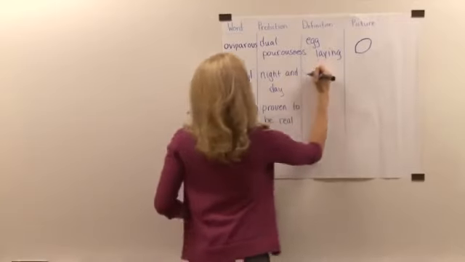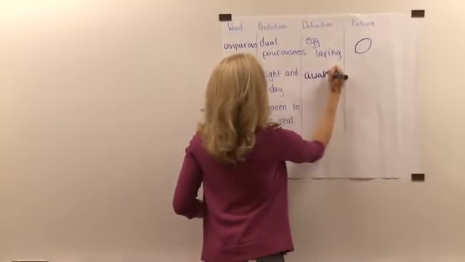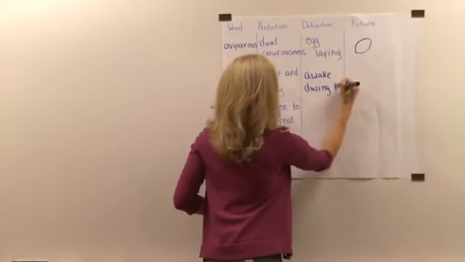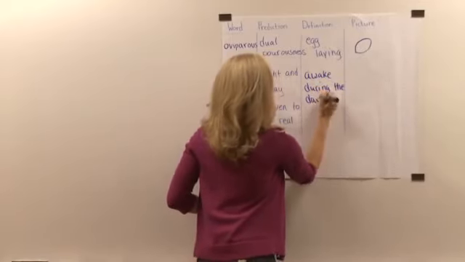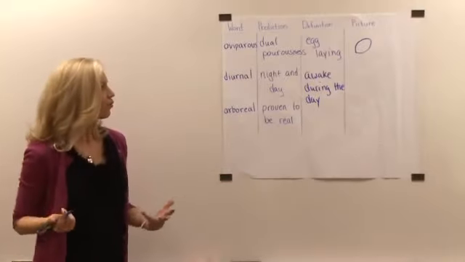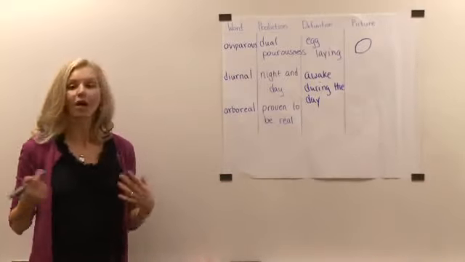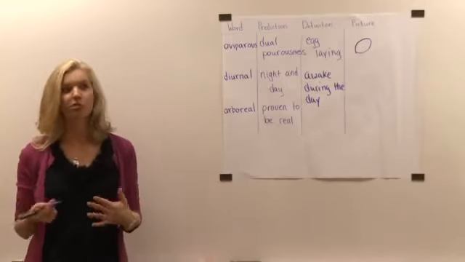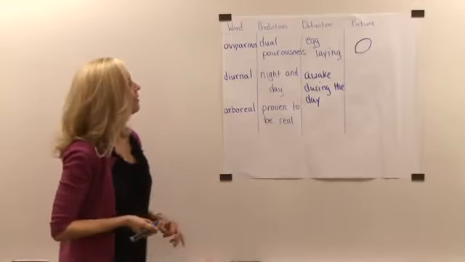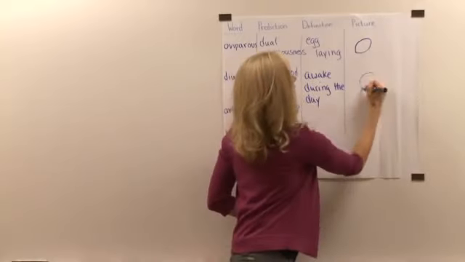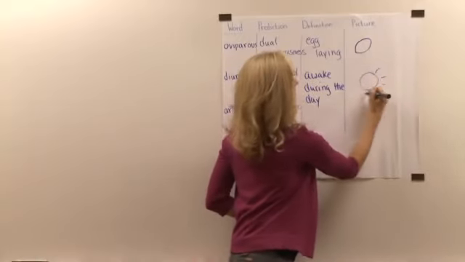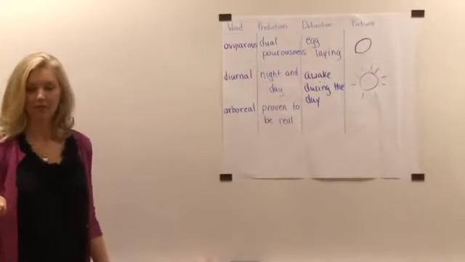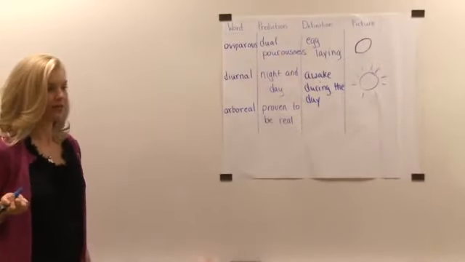So we're going to put awake during the day. A horse would be a diurnal animal. A robin would be a diurnal animal. Some college students are diurnal. Okay, and so my picture for that one, I'm going to draw a sun to help me remember that diurnal is awake during the day. You can draw what you would like there.